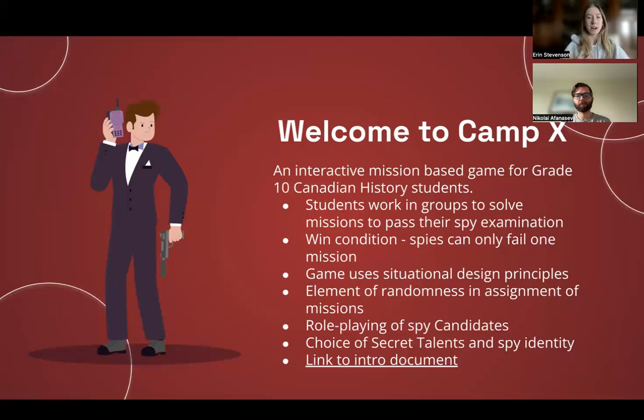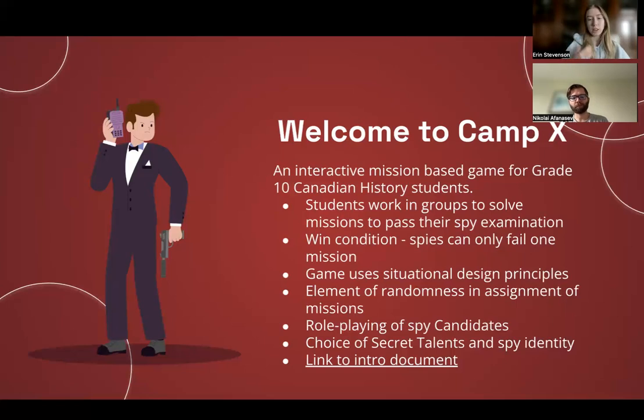The entire idea behind our game is that students are now trying to graduate from Camp X. They have all been selected for certain reasons to be a candidate to become a spy in Europe overseas. This is rooted in the grade 10 history curriculum, which states different contributions for the Canadian war effort. One of these contributions was the existence of Camp X, which was a spy training camp in Ontario.